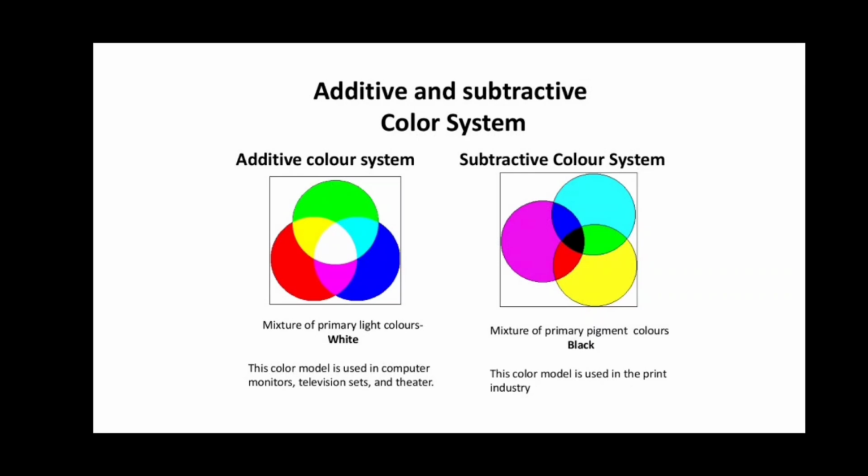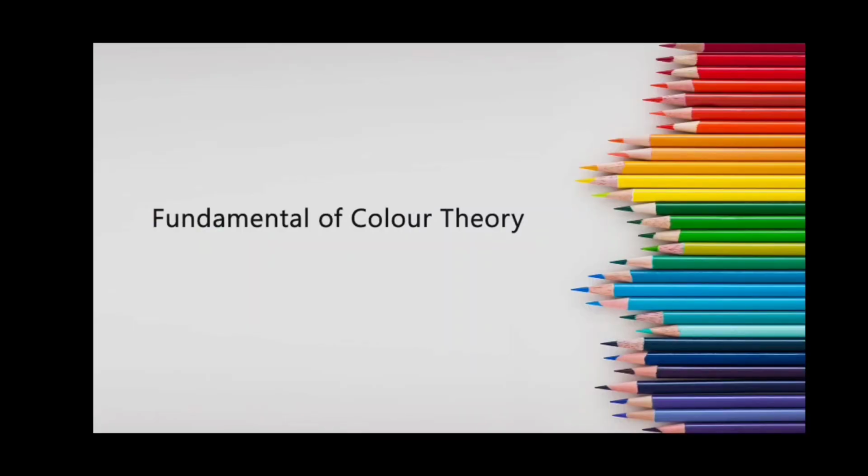Additive and subtractive color systems have been used extensively in different industries for printing purpose, for computer, monitor, television, theater, movies. So it's really important to understand the different type of color systems and not to get confused with the primary, secondary, and tertiary color. So I hope you got a decent idea of fundamentals of color theory. In the next section, we have the attributes of color theory.